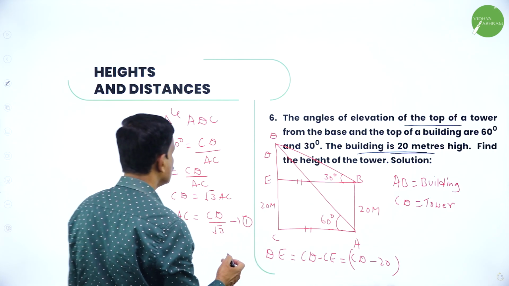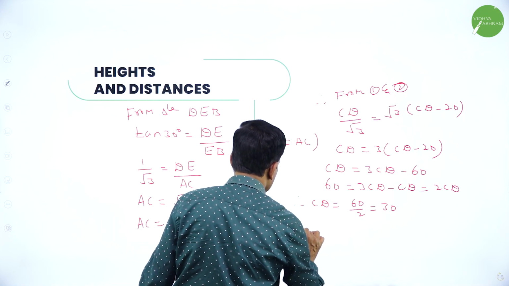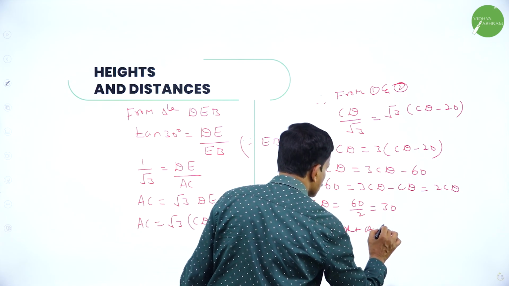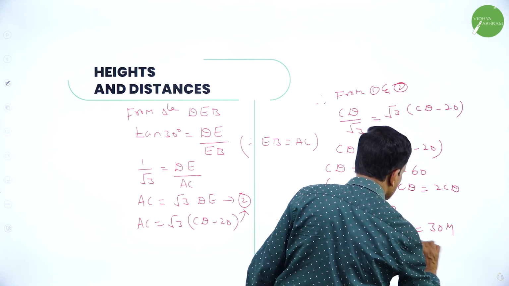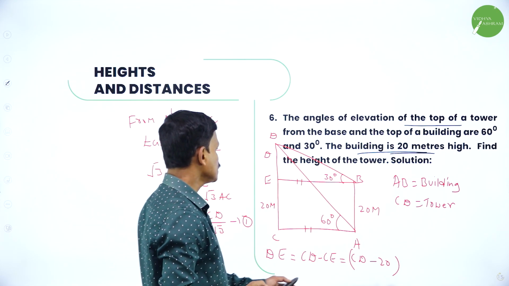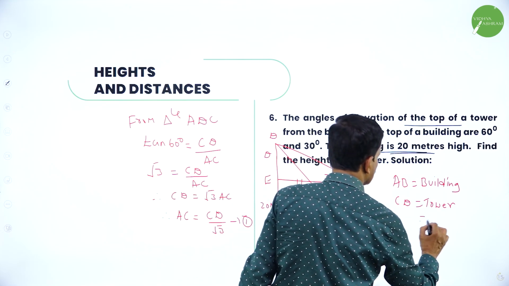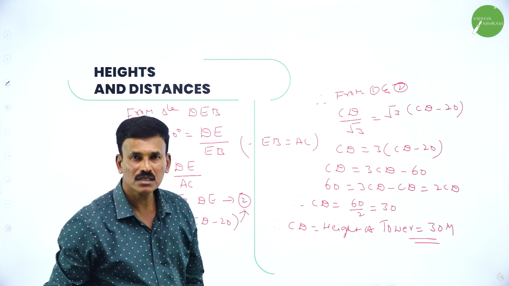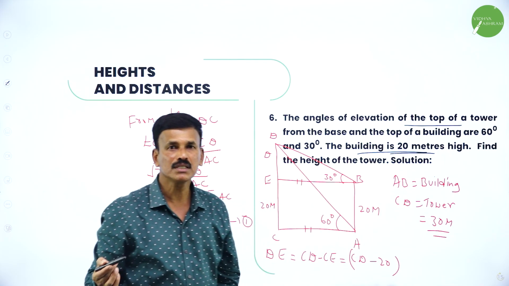What is CD here? CD is nothing but the height of the tower. So CD, the height of the tower, is equal to 30 meters. That's it. The height of the tower is 30 meters. Find the height of the tower: the height of the tower is found to be 30 meters.